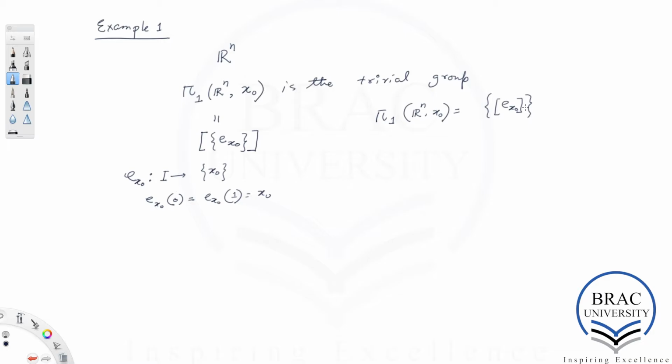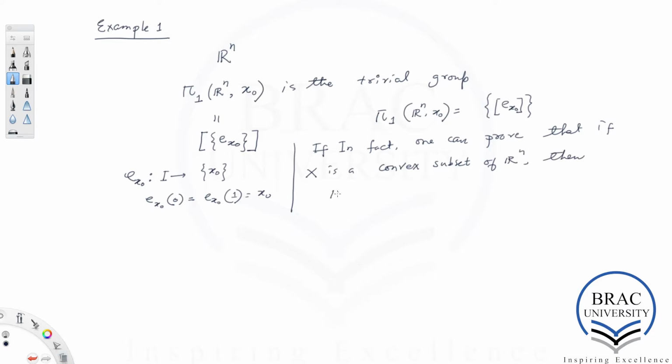In fact, one can prove that if X is a convex subset of R^n, then pi_1 of (X, x0) is equal to the trivial group, where x0 is a certain point in X, the convex subset of R^n.